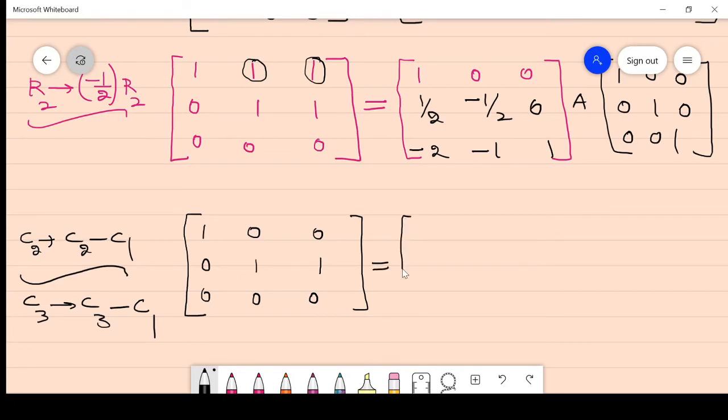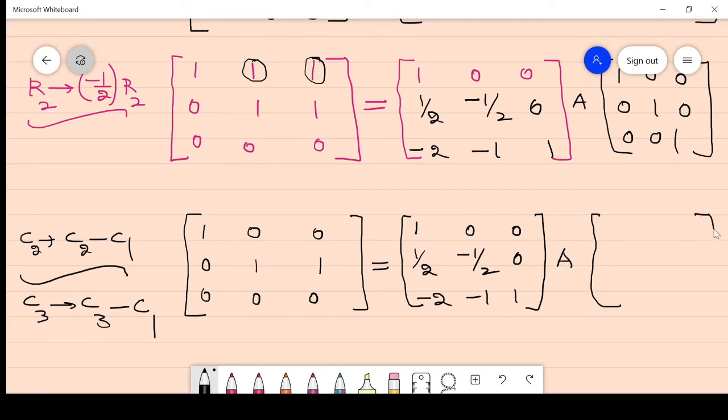Now here this matrix will not change. It is 1 0 0, 1 by 2, minus 1 by 2, 0, then minus 2, minus 1 and 1. So this is a matrix.